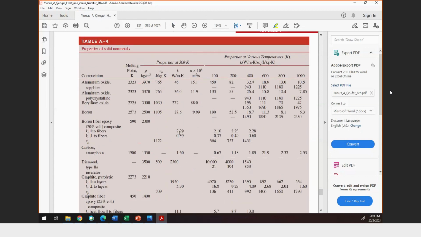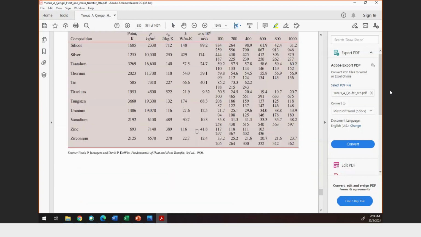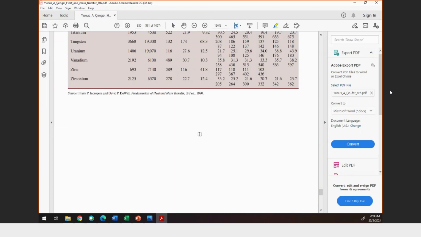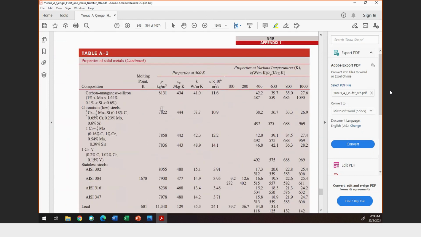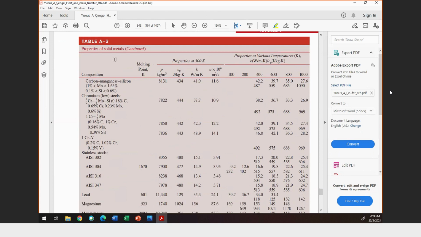Okay, how about this one? If you look at table A4, sorry, A4 is for solid non-metals. I go to A3. A3 and A4 are the same. Look at this A3, for example, properties of solid metals. Look at this stainless steel, AISI 302. This is another one. Look at this value. What is the difference between this value and this value?